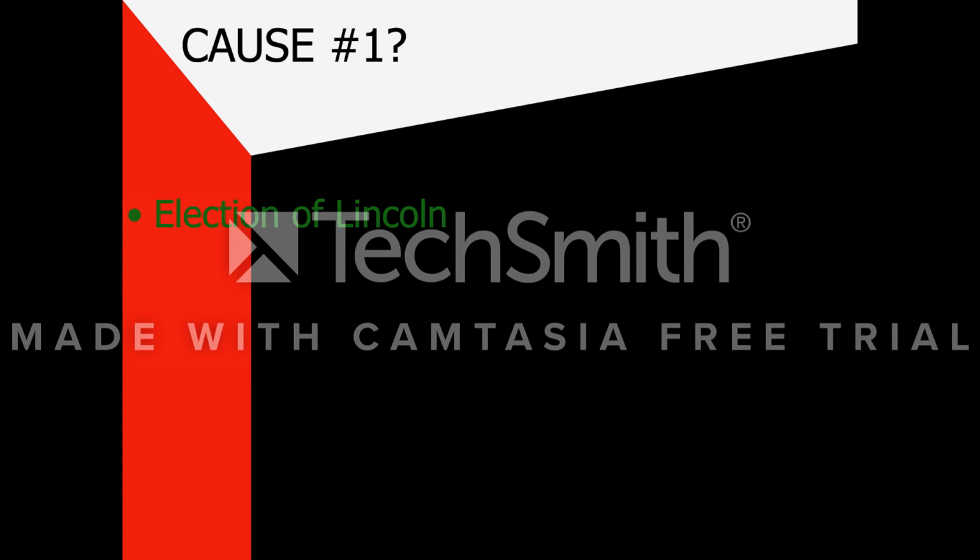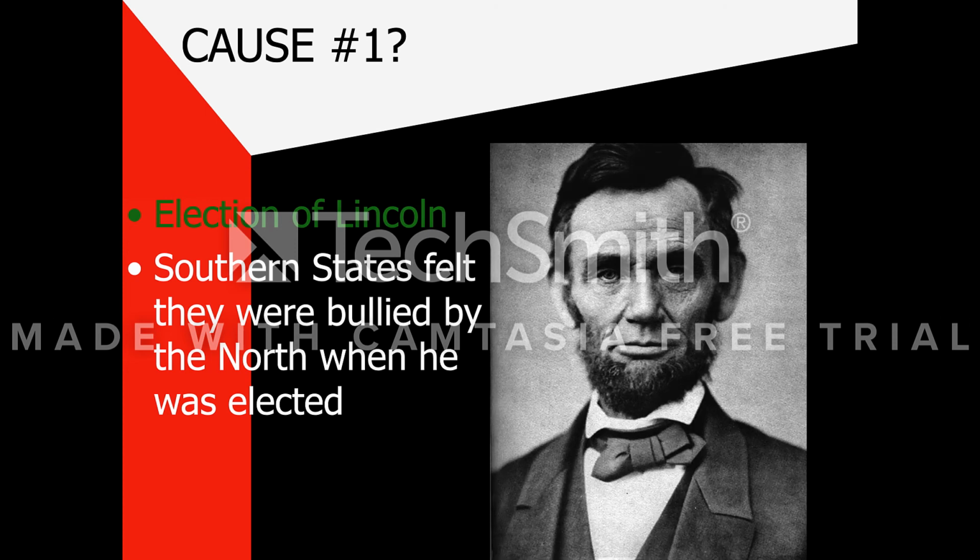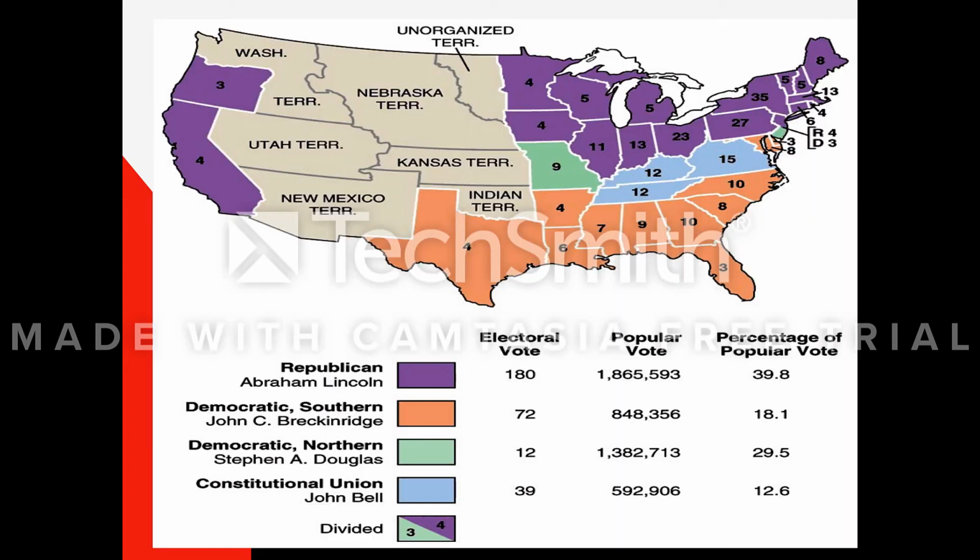So this really sort of fueled the fire for secession of the southern states and the Civil War happening. And this is along the same lines, where they just said the southern states felt that they were being bullied by the northern states when Lincoln was elected. And there's a picture of Abraham Lincoln on the right.